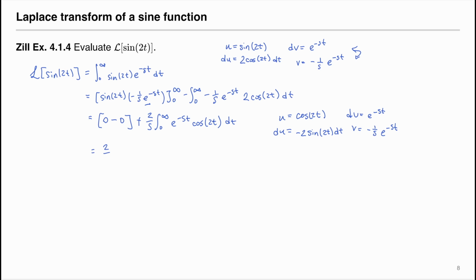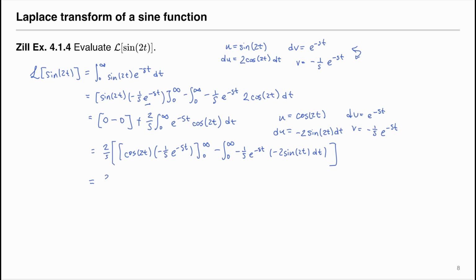So 2 over s is at the front, and then u is cosine of 2t, v is negative 1 over s, e to the negative st, and then minus the integral of v du, which is negative 2 sine of 2t dt, and then bracket.